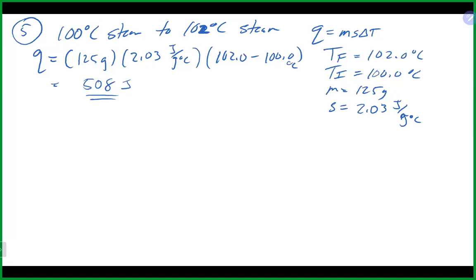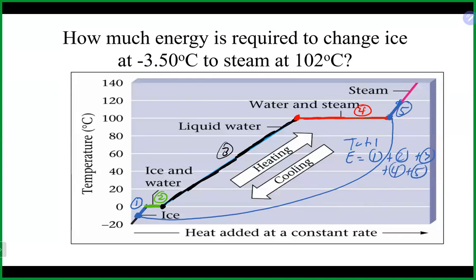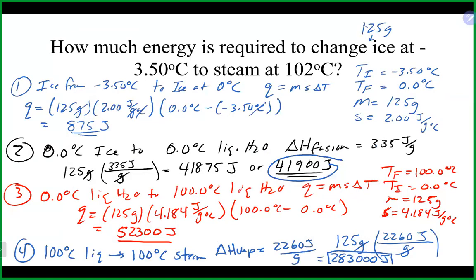So what we calculate in each of these individual steps is the energy to do the individual step. Once again, the total amount of energy to take us from here all the way to here is adding all of those individual steps together. So the total amount of energy would equal, in this case, step 1 plus step 2 plus step 3 plus step 4 and step 5's energy values. So let us do that here to finish it out.